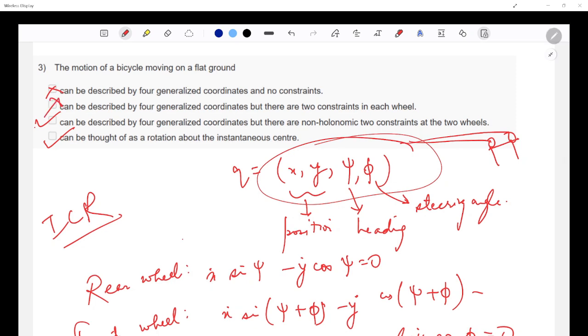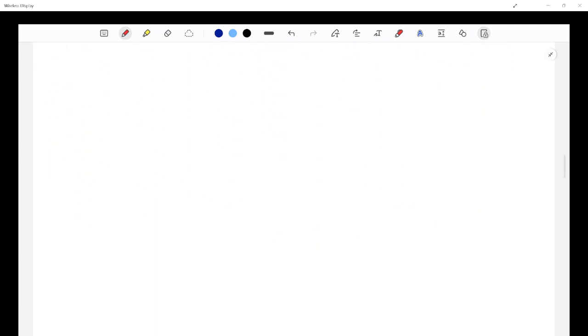Okay. So whenever you see a bicycle model, immediately remember there are four states x, y, psi and phi. There are two constraints, one per wheel. Motion is basically rotation about the instantaneous center of rotation. So each wheel kills sideways motion. The intersection of directions actually gives you the instantaneous center of rotation. All right. Let's move to the fourth question.